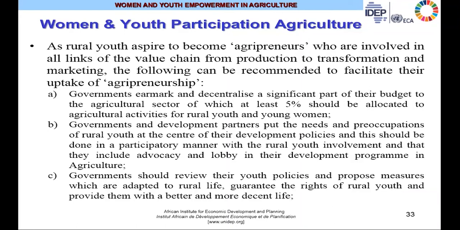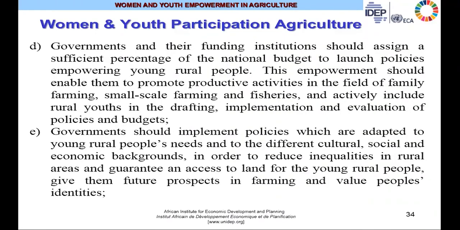Governments should review their youth policies and propose measures which are adapted to rural life, guarantee the rights of rural youth, and provide them with a better and more decent life. Governments and their funding institutions and partners should design a sufficient percentage of the national budget to launch policies empowering young people in rural areas. When we talk of young people, we refer to boys and girls. This empowerment should enable them to promote productive activities in the field of family farming, small-scale farming, and fisheries, and actively include rural youths in the drafting, implementation, and evaluation of policies and budgets.